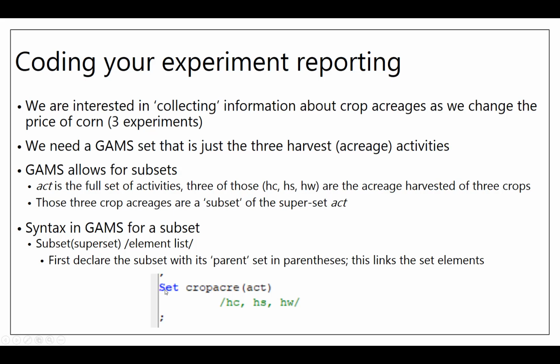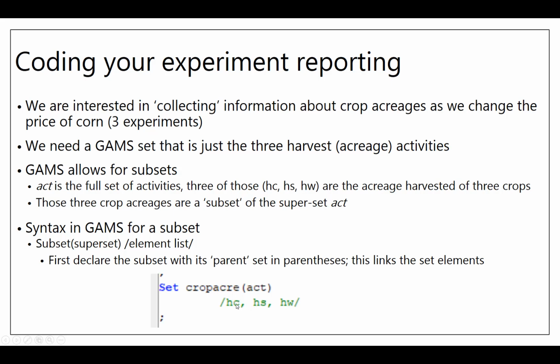So here's how it looks. Set, and I'm going to call the new set crop acre. It's a subset, and then just be sure to declare it with these parentheses as a subset of ACT. And then anytime you're using the large set of activities, this subset will make a call and pull out information from that larger value. Any parameter that's defined over ACT will now have a definition for crop acre as well. And you give it these elements.